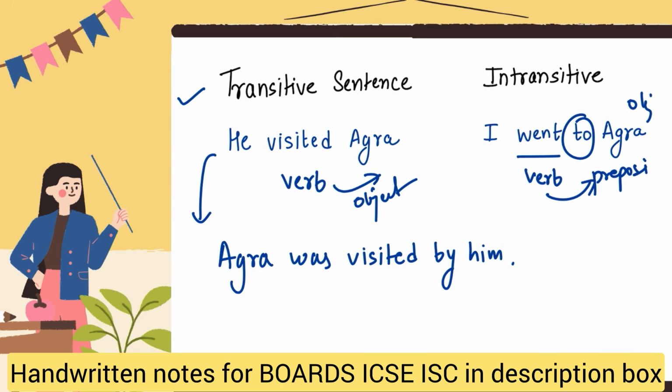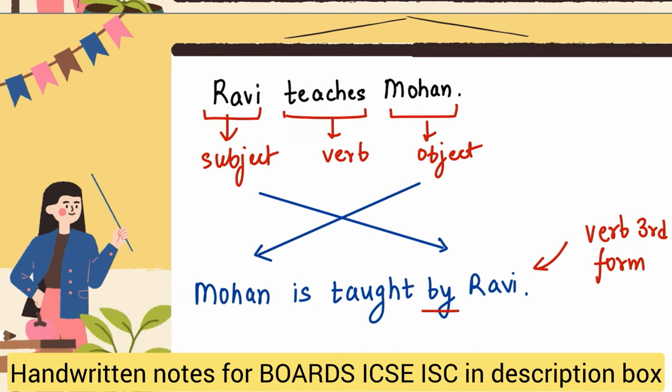Now just tell me, can you convert this into passive? I went to Agra. Agra was gone. No, it's incorrect. It sounds incorrect and it is also incorrect. So we'll move on to the next thing.